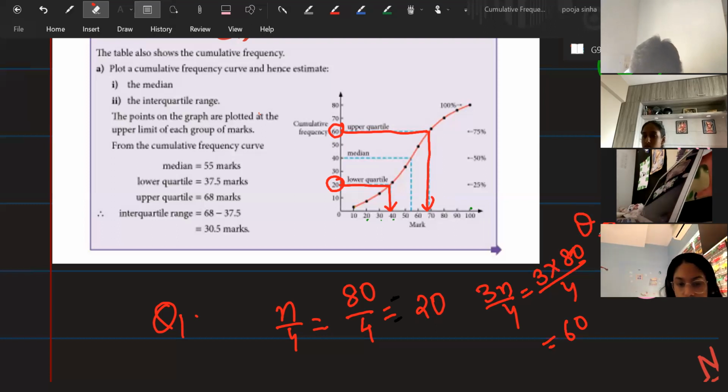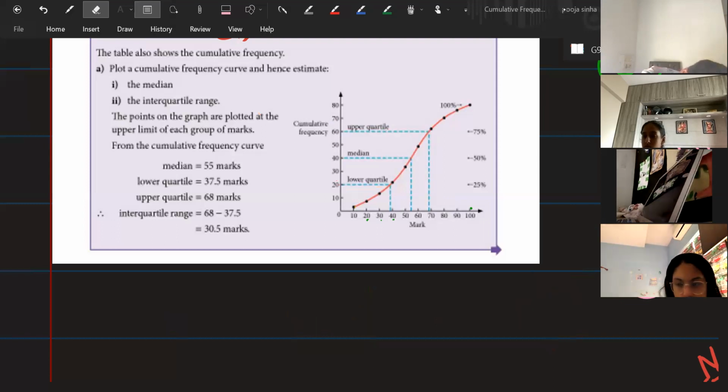We have found out the upper quartile, lower quartile, and the median using the cumulative frequency curve. I'll quickly run through the entire thing we did here, step by step.